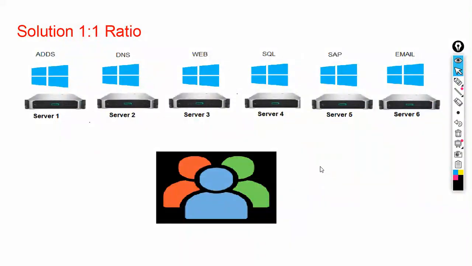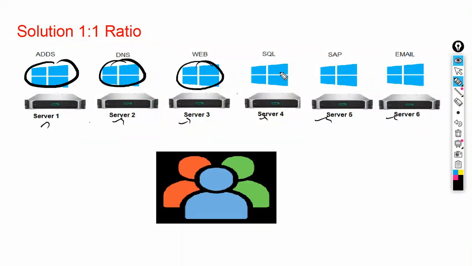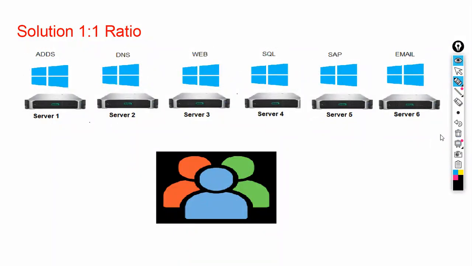So what is the solution? The solution is the 1:1 ratio. So what have we done? We have taken 7 physical servers. After taking the 7 physical servers, we install the operating system on all of them. Then you install your services. Now, what is the advantage here? Let us say this operating system gets corrupted. It will make only SAP go down, right? Are all the other services available to the users or not? Yes.